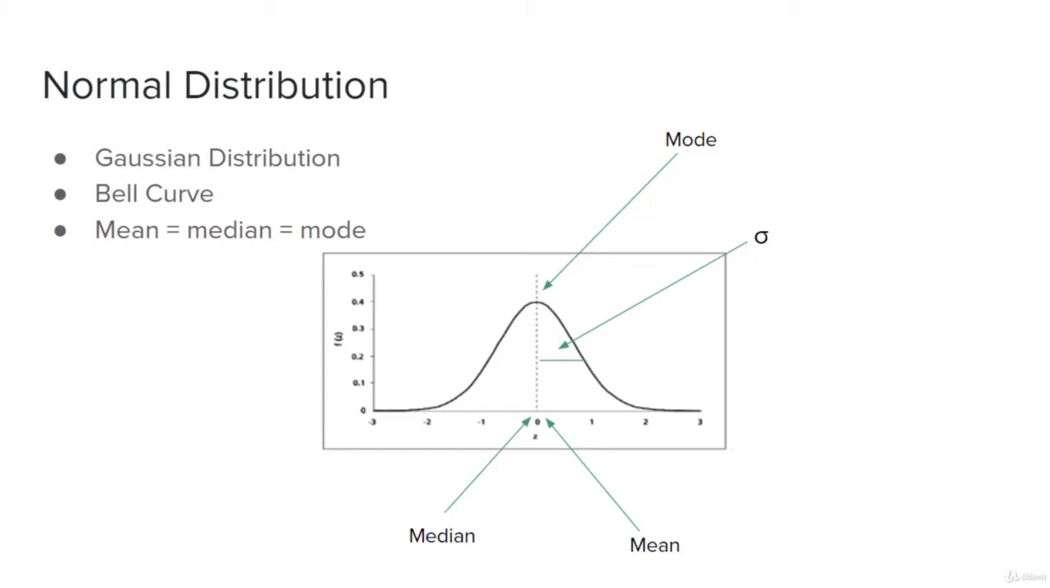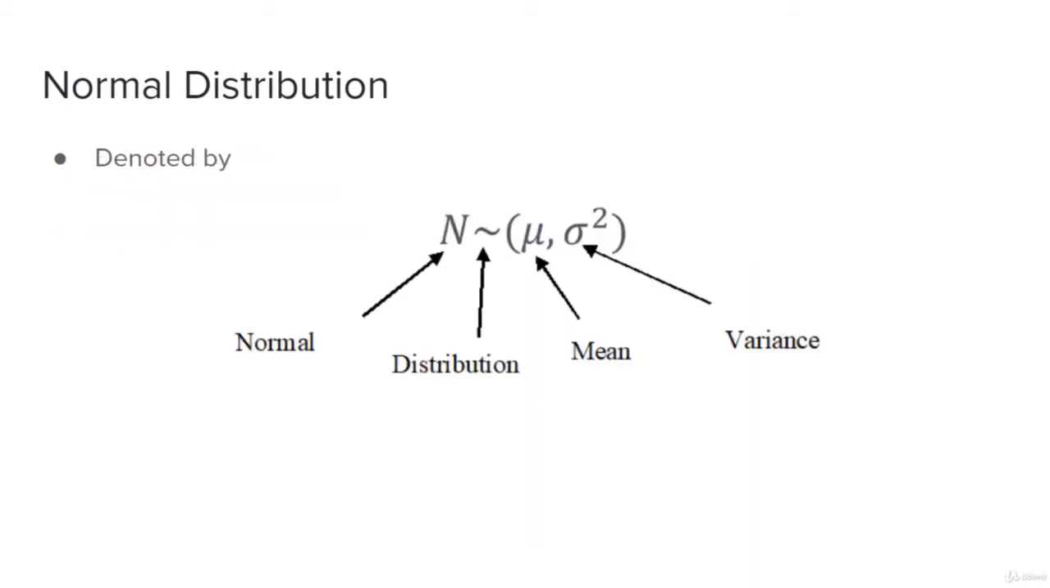Another type of information that can be extracted is the standard deviation, which is seen here as the distance from the mean towards the extreme right value of the figure. The normal distribution is denoted mathematically by this particular notation. It's basically mathematical, and whenever you write it down, this notation will be followed.